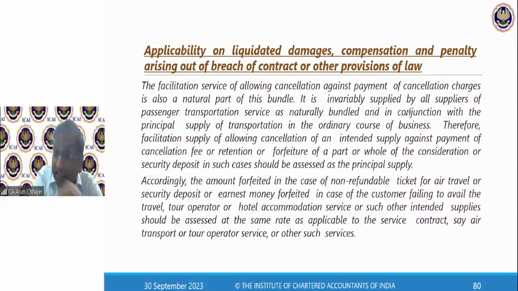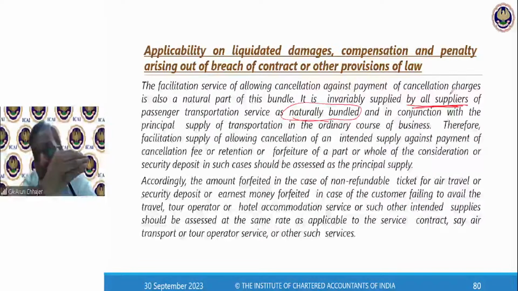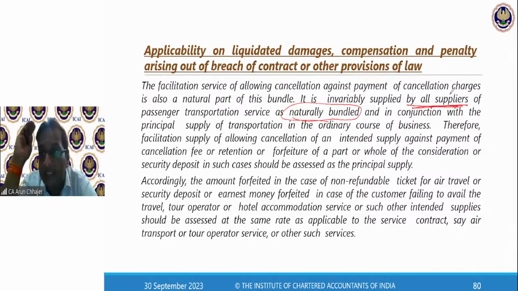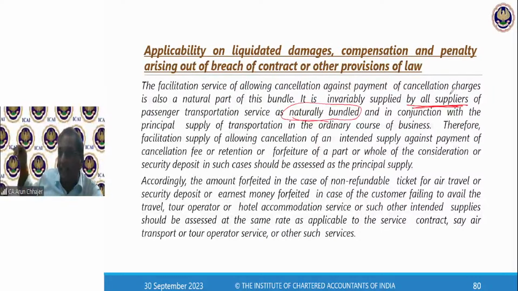Now you can see in the circular, they have looked at the natural bundling. From which perspective? They have looked at the natural bundling concept from the supplier perspective. That this practice is being followed by all the suppliers in that particular category. So therefore, it cannot be said as natural bundling. So meaning thereby, the point which we are discussing in the composite and mixed supply, the concept of natural bundling should primarily be looked at from the supplier, not from the customer angle.